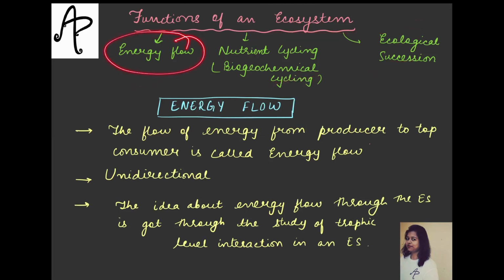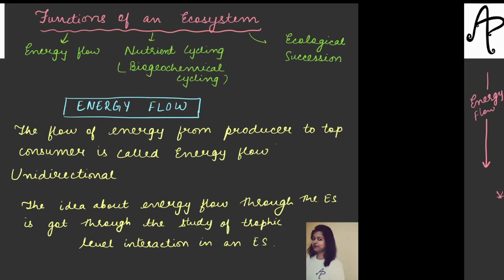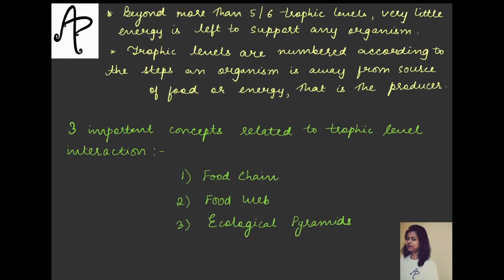One was energy flow, another nutrient cycling, or you call it biogeochemical cycling, and ecological succession. Now going ahead with energy flow, I again told you that we would be doing it in different sub concepts like food chain, food web and ecological pyramid. So food chain is what we have covered, and now we are starting with the food web. I hope you are clear with the sequence for that matter.